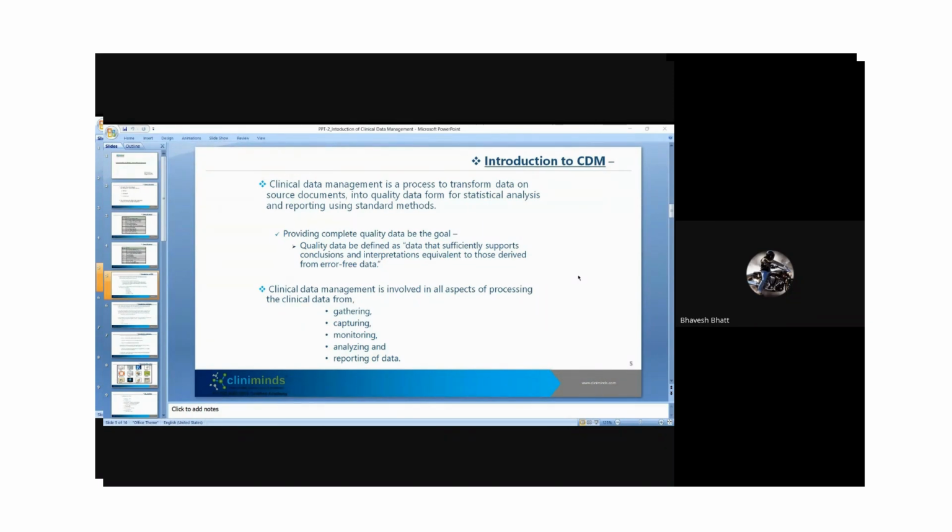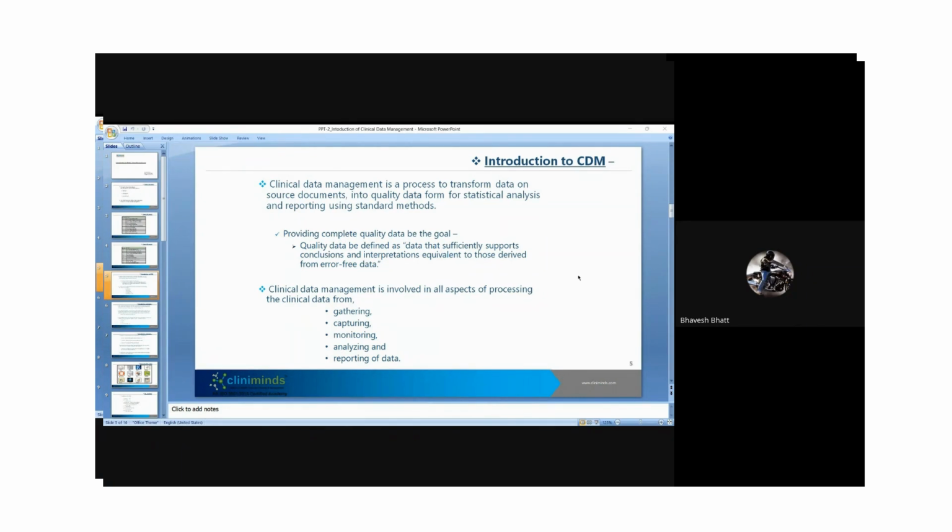And now when we say that we are transforming data into quality data, what is it that quality data is defined as? So quality data is defined as the data that is sufficiently supporting conclusions and interpretations equivalent to those derived from error-free data. So this is your second definition to remember. First would be the clinical data management definition. Then comes the definition of quality data, right? So the data that sufficiently supports conclusions and interpretations equivalent to those derived from error-free data is going to be your definition for quality data.